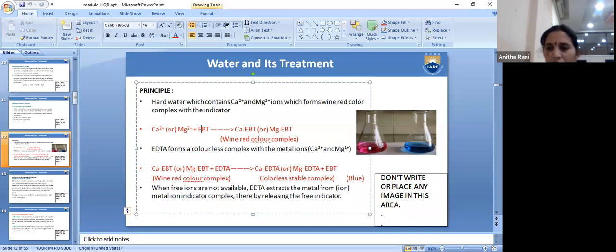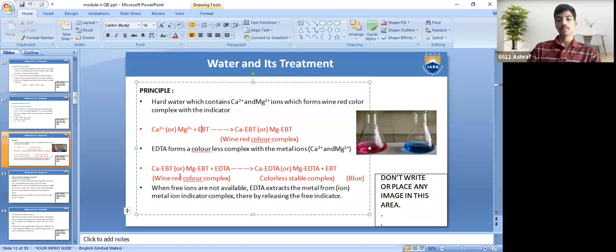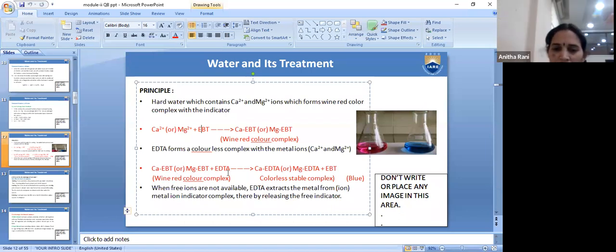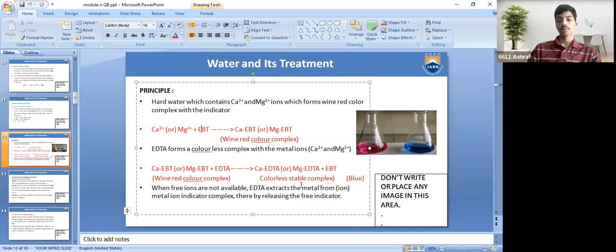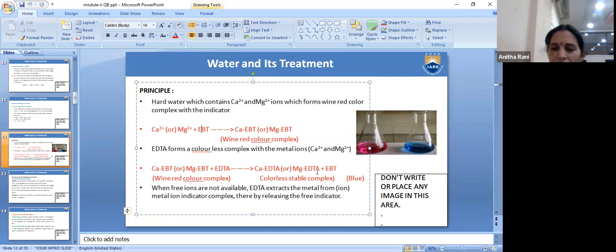What is my next step? We add EDTA to the violet colored solution. The EDTA reacts with the calcium EBT and magnesium EBT complex, forming calcium EDTA or magnesium EDTA. What is that complex? It is a colorless stable complex, releasing the free EBT indicator, which is blue. So at the end point, the color changes from wine red to blue. This is the principle, and you have to write this. Okay, next question.